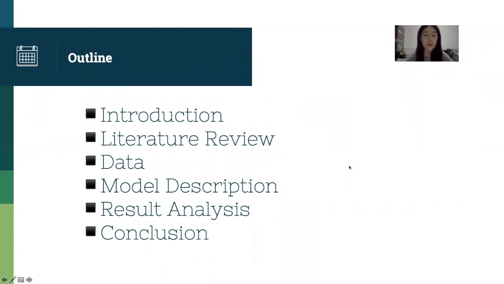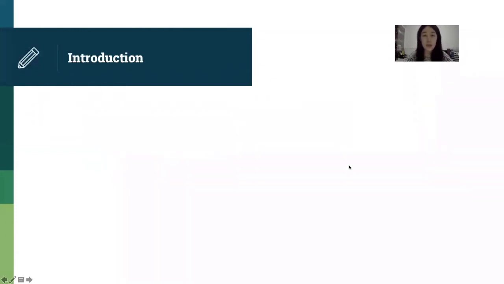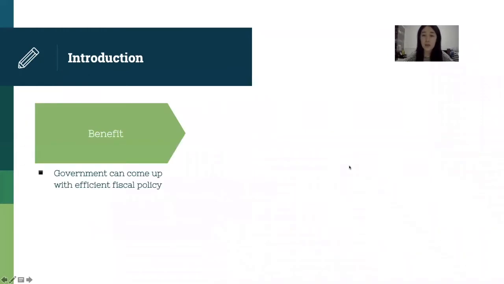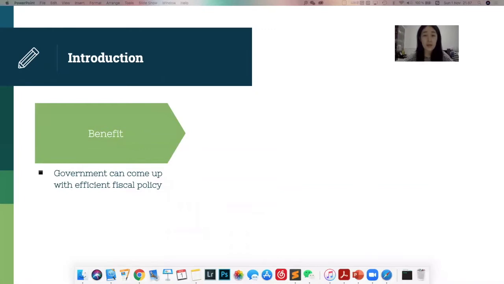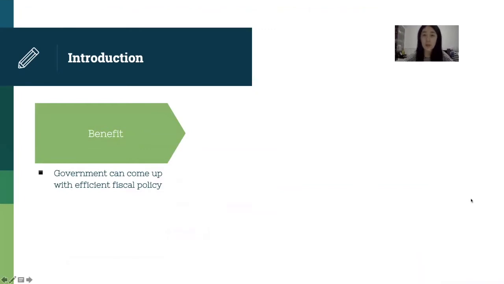Let's start with the introduction. After the collapse of the Bretton Woods system of fixed exchange rates, a great amount of effort and time has been devoted to deriving the fair value of key currencies within the global financial system. People always believe that with the help of accurate FX fair value models, not only can the government come up with efficient fiscal policy, but also financial companies will be able to design profitable trading strategies.